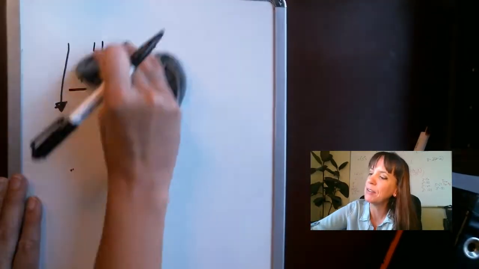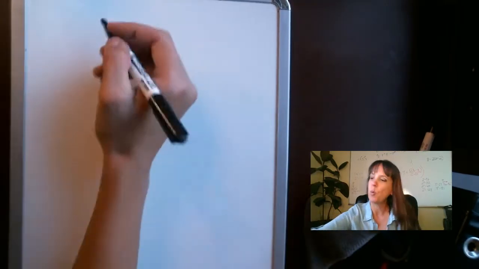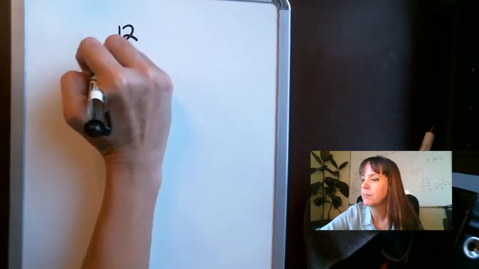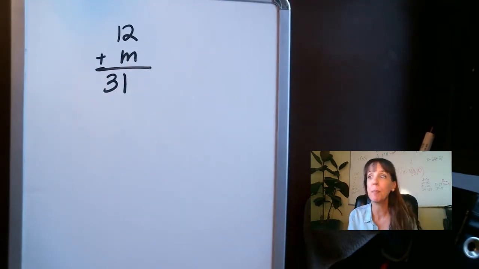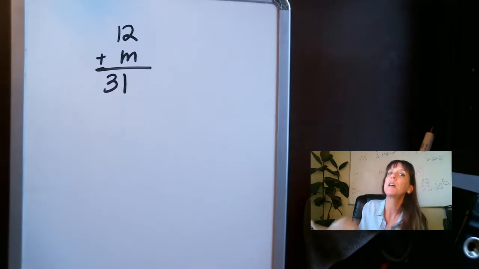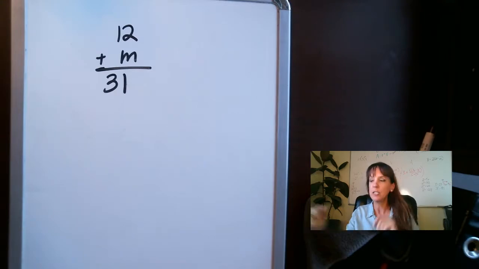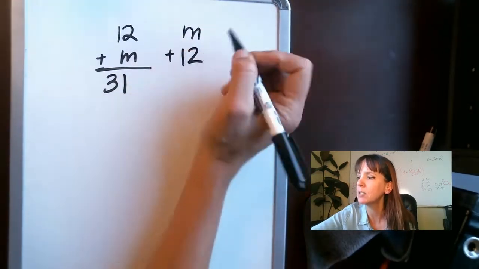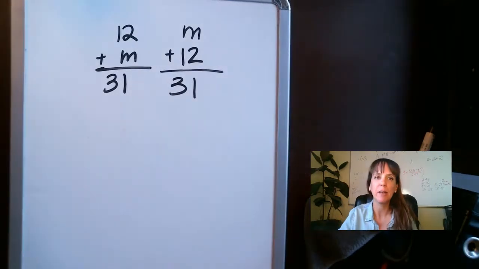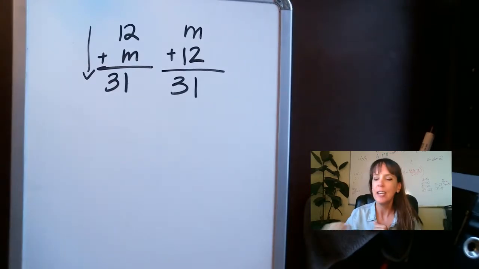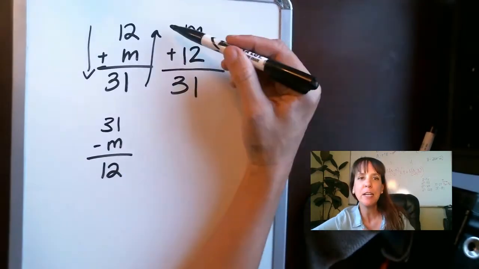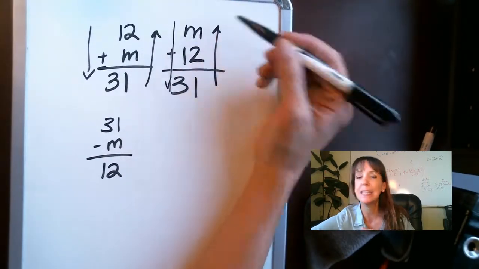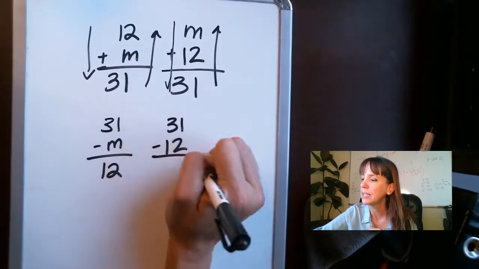So how is that relevant for missing information? Missing numbers. 12 plus m is 31. Well, because of the commutative property, we know that we can swap our addition facts around. So we now have m plus 12 is 31. And just like those examples that I showed you, if you add in this direction, you can subtract in this direction. So we have 31 minus m is 12. Same here. If we add in this direction, we can subtract in that direction. 31 minus 12 is m.